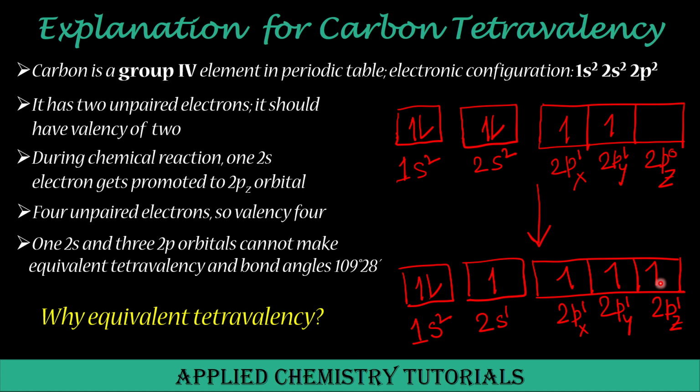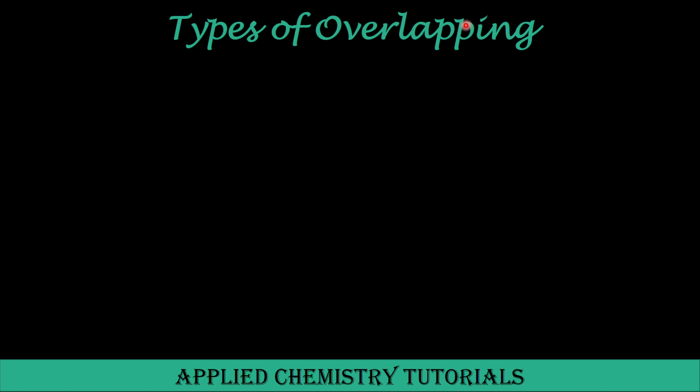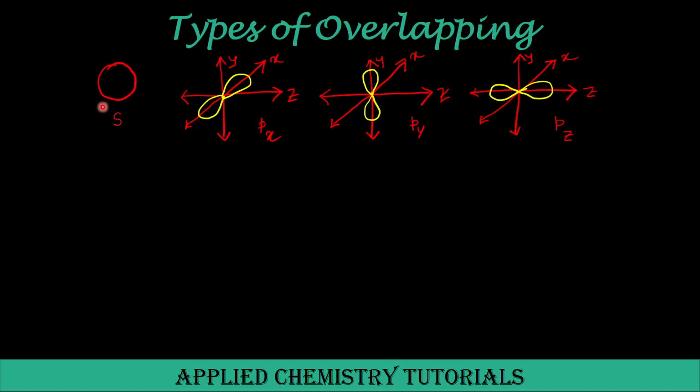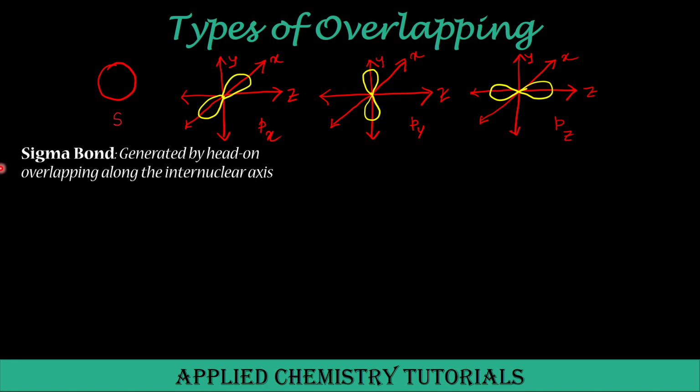But before going into hybridization, we'll talk about the types of overlapping which happen between two orbitals of two different atoms. So we'll focus here on the carbon atom. Carbon atoms have an s orbital which is spherical and px, py, pz orbitals which are perpendicular to each other and dumbbell shaped. Now there are two types of bond. The first bond is the sigma bond, which is generated by head-on overlapping of the orbitals along the internuclear axis.